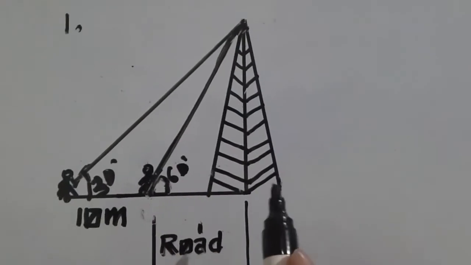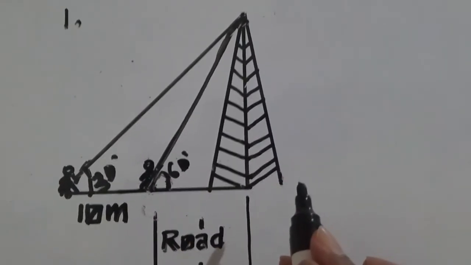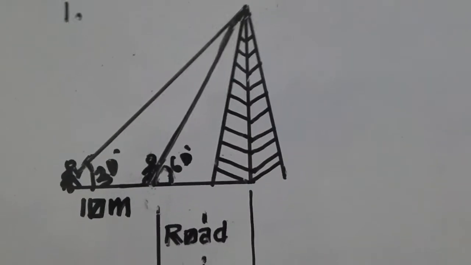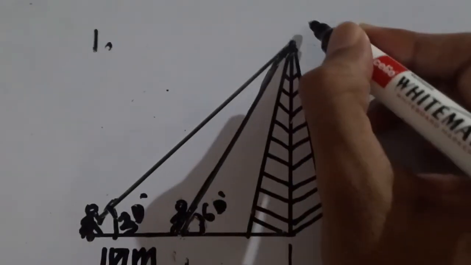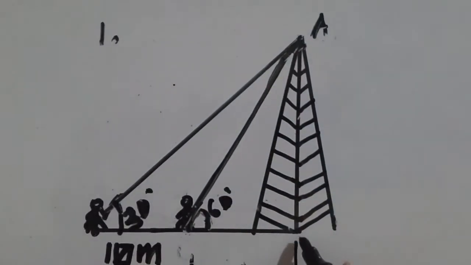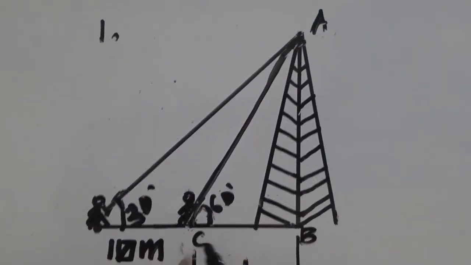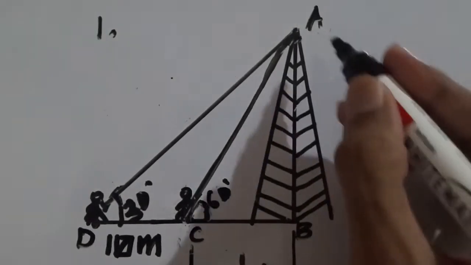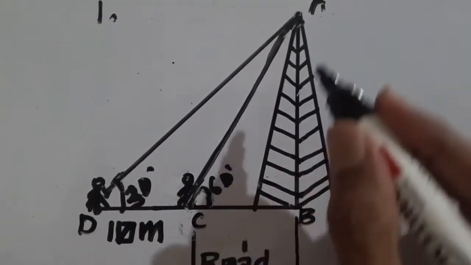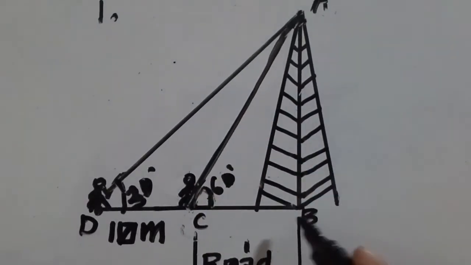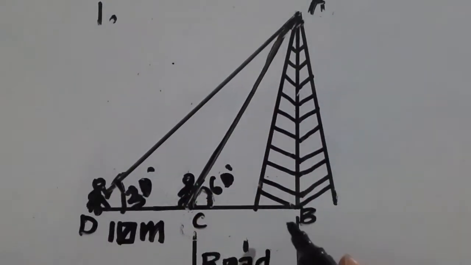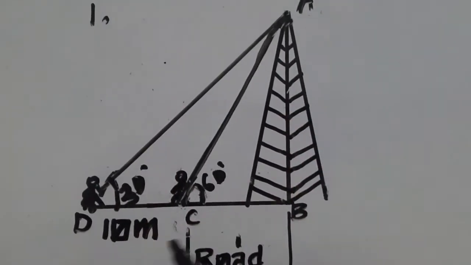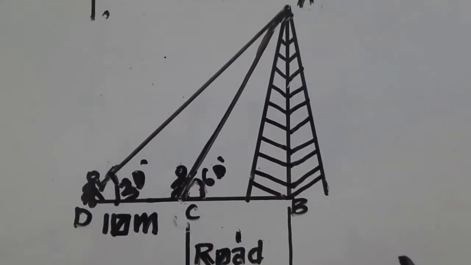Here the very important thing is the figure. Keep it in mind how to draw the figure, and you can prove the problem easily. Here I'll take A, here B, here C, here D. Now we will take triangles ABC and ABD as the required triangles to prove the problem. Two right angle triangles.